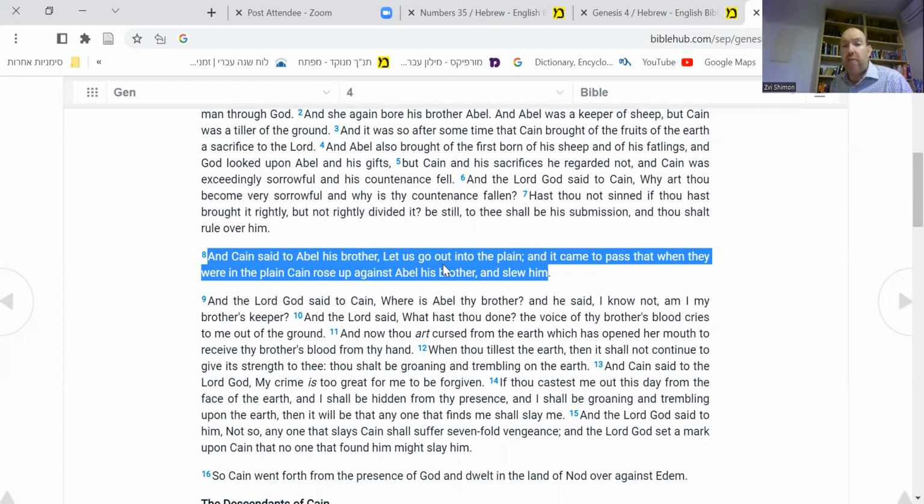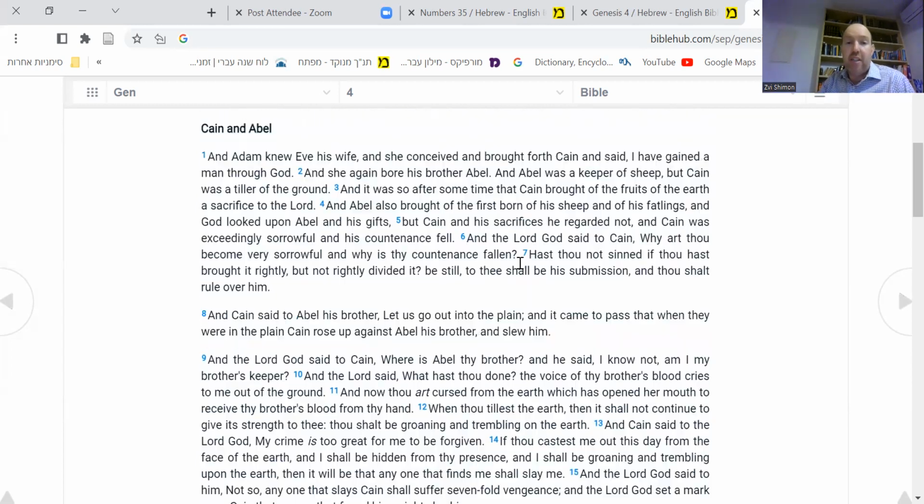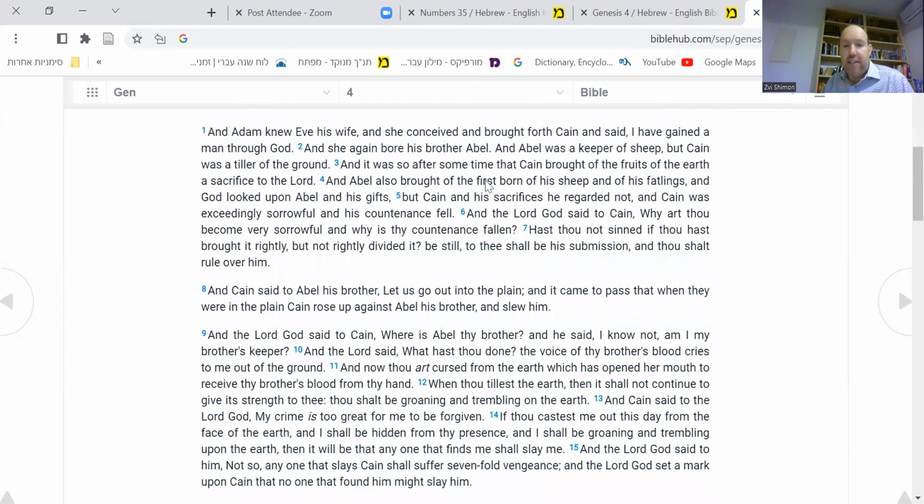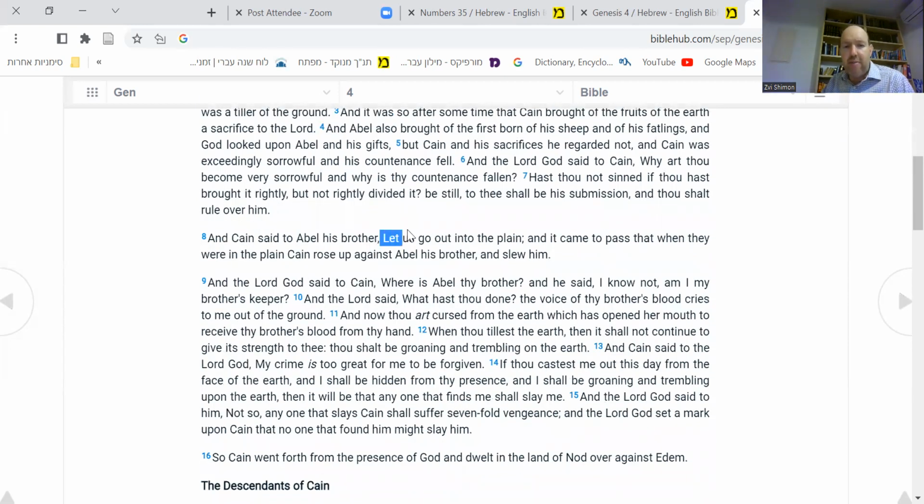Why did he invite him to go to the field? Well, I guess he was in the house. He didn't want to murder his brother before his parents, Adam and Eve. So he tells him, come to the field. And then over there, he harasses him, attacks him, and murders him. But of course, this is what we find in the ancient Greek translation. And it's quite likely that this was added by the translator because he sensed that something was missing, right?